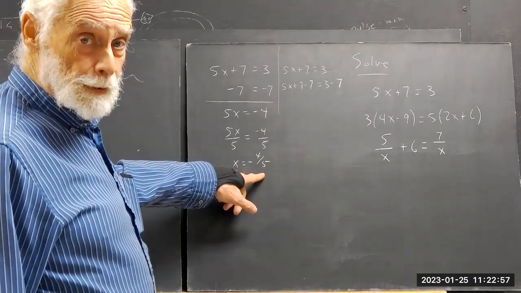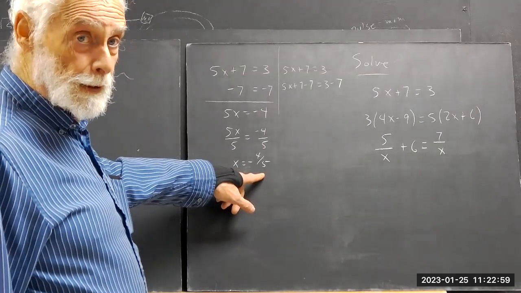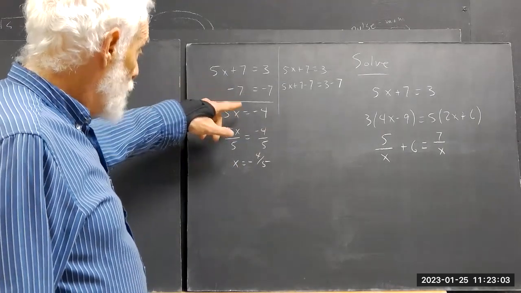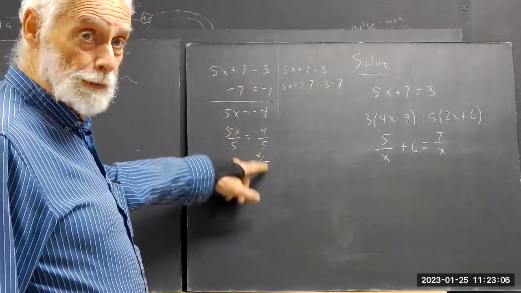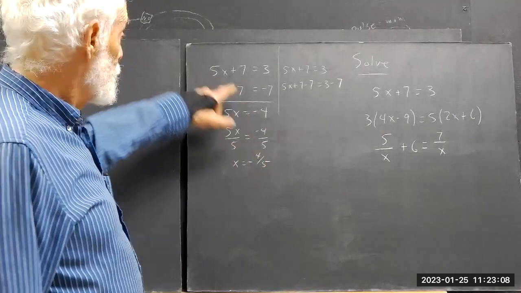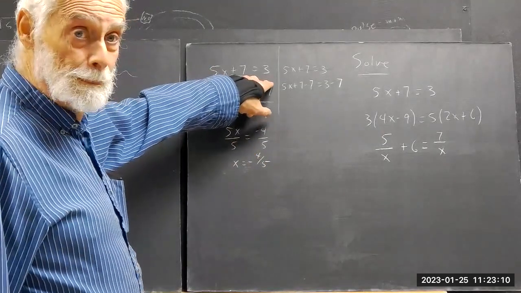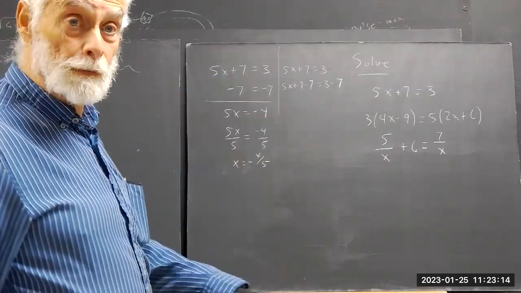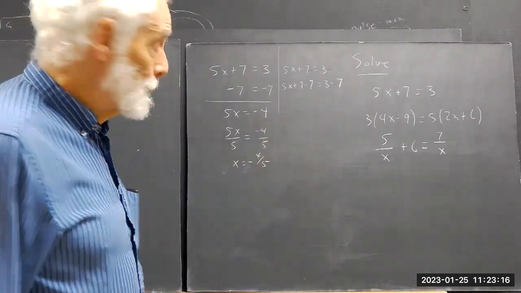And then we can check that out. It's a pretty simple equation. We can kind of do this in our head. If x is -4/5, then 5 times x is 5 times -4/5, and that's -4. If you add -4 to 7, you're going to get 3. Okay. Now, did you get -4/5? Thumbs up if you did. Yep. Okay.